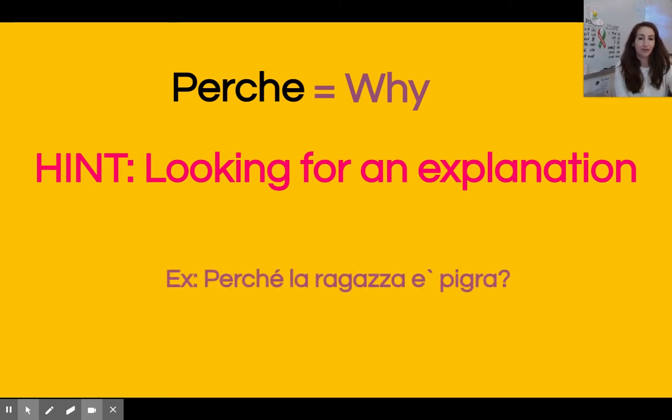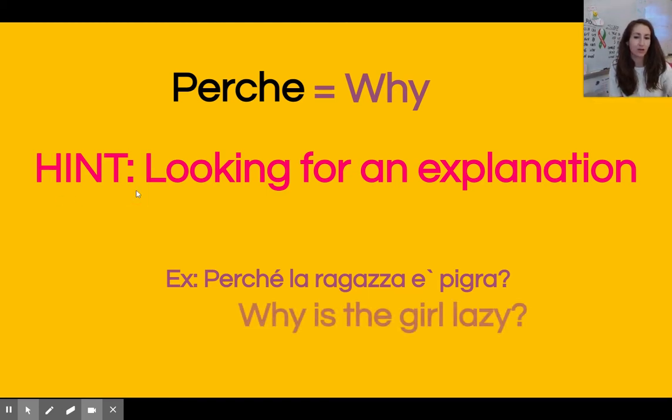The example I have for you here is perché la ragazza è pigra? You are also going to write this down. It's a perché type of question. Why is the girl lazy? It could be il ragazzo pigro. And then in inglese, you will also write down the translation. Why is the girl lazy? Ricordate, remember, you can always pause il filmino, the video here, to copy this down.